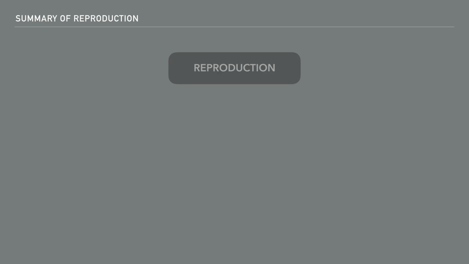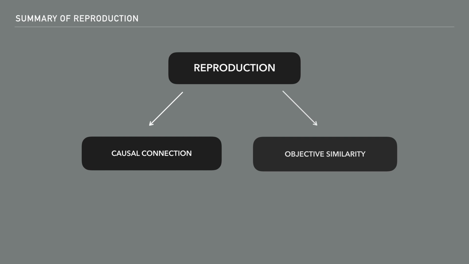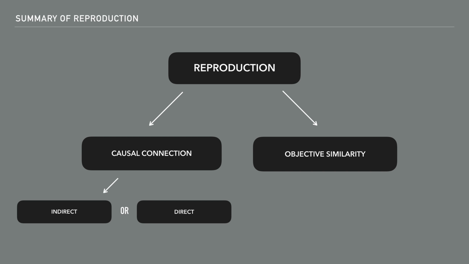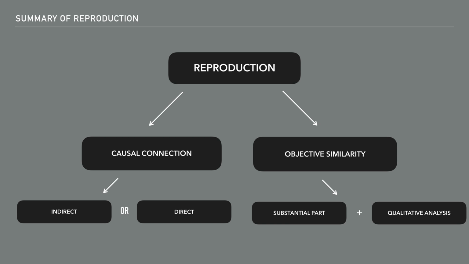So, in summary, we have the doctrine of reproduction, which has two elements, causal connection and objective similarity. Causal connection may be established by indirect access to the original work, but generally requires physical access to the copyright, and objective similarity requires two sub-elements to be satisfied.